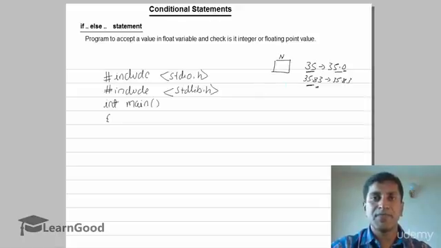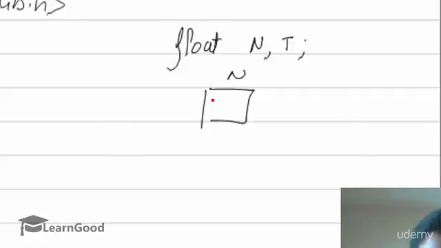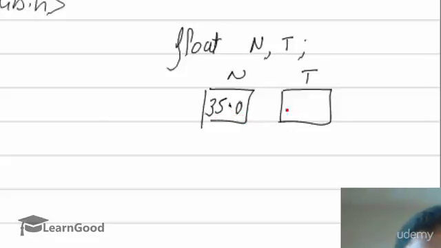So what you do is you take two floating point variables, float n, and one more temporary variable, that is t. Inside n you store, let's assume, 35, which will be stored as 35.0. You typecast this n value to an integer and store it into t. So when I typecast 35.0 to an integer, it will be 35, and when you store into t, it will be stored as 35.0.